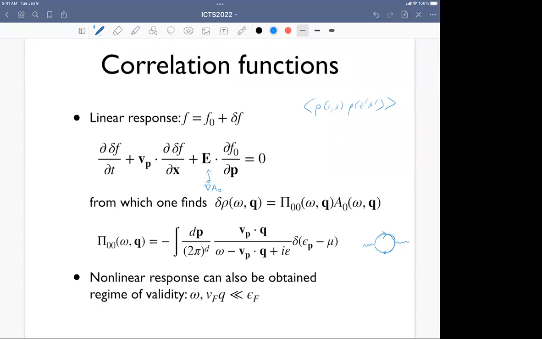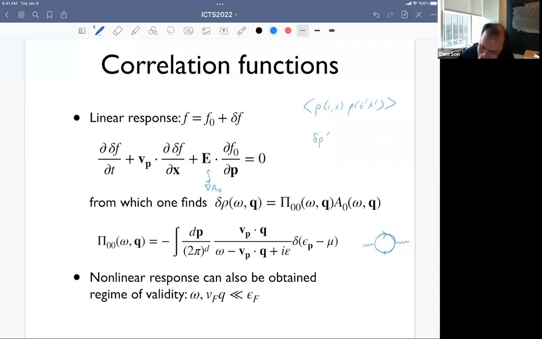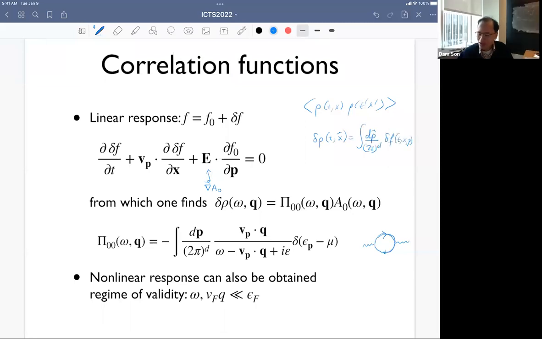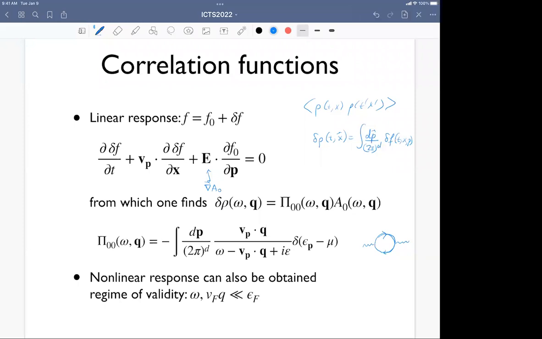Sorry, what is the relationship between the density and delta f? So delta rho of t and x is equal to the integral over p, dp, of delta f of t, x and p. This delta f is the change of the distribution function in phase space. We integrate over p and get the change of the density at point t and x. And then you're taking the Fourier transform.